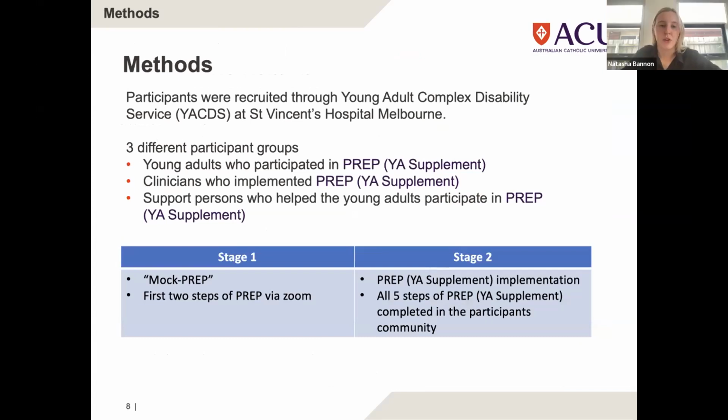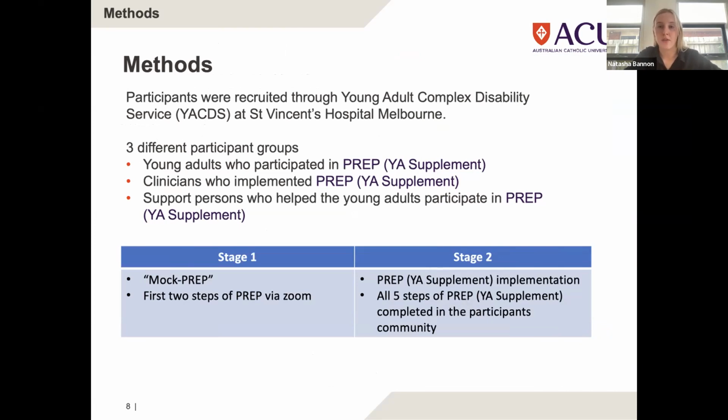So participants were recruited through the Young Adult Complex Disability Service, and we had 3 different sample groups. These included young adults who participated in the PrEP-YA supplement, clinicians who actually implemented PrEP with these young adults, and also the support people who helped these young adults do PrEP. So this study proceeded in 2 stages.